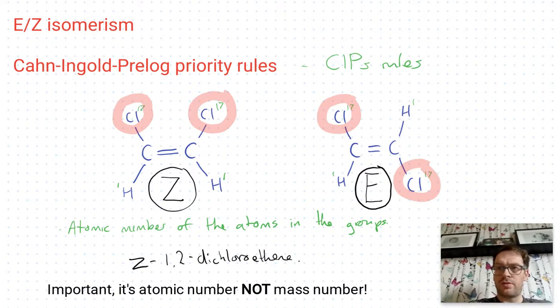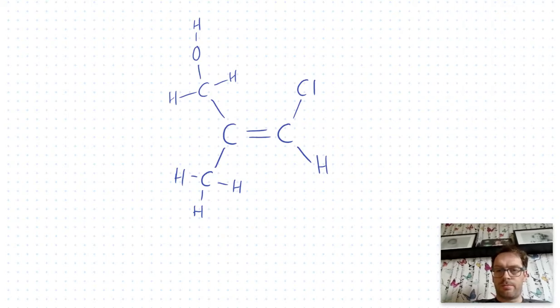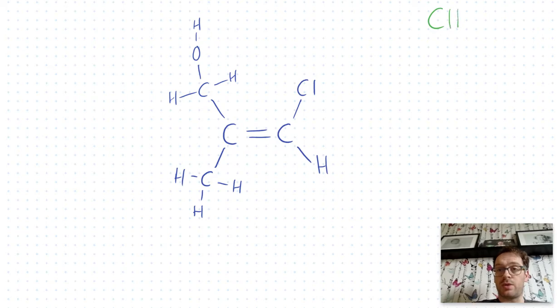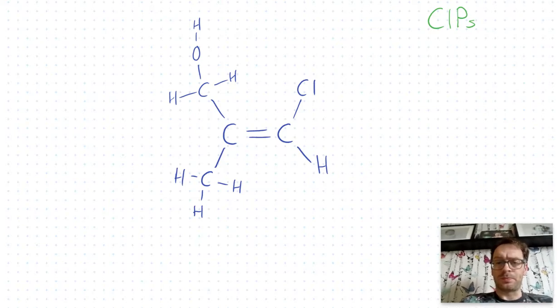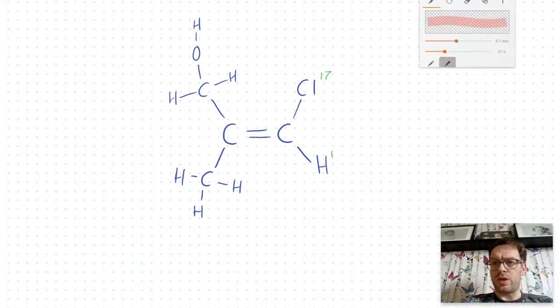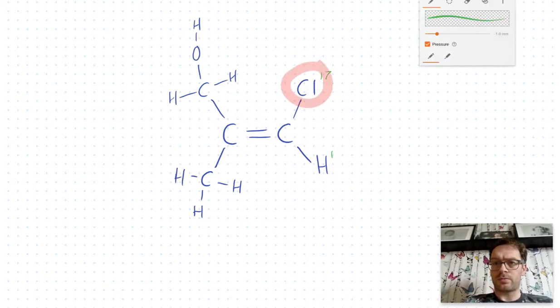Okay, so let's look at another example. We've got one here that's a little bit more complicated. We need to do the same thing, so we're going to use our CIP rules to apply the atomic number to the atoms and pick the priority group. We can start on the right-hand side because that's relatively easy. We've got 1 for the hydrogen again and 17 for the chlorine, so we can straight away say the chlorine is the priority group.